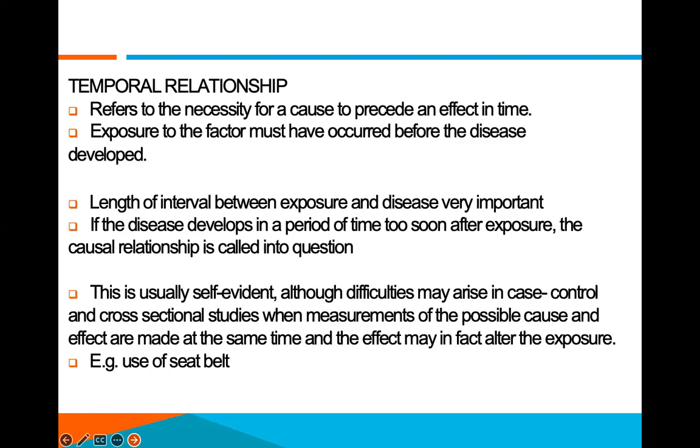Now, if the disease develops in a period of time too soon after the exposure, then the causal relationship is called into question. I think I mentioned that. Now, this is usually self-evident, although it's difficult, it could arise in the case control. Especially for case control, I can decide that I am exposing a given cohort of people to some amount of COVID-19 vaccine or some amount of COVID-19 virus, and I'm expecting to see their body temperature change within 15 days. It is possible, but it also depends on the case you are looking at. And this can become a scenario where you are looking at cross-sectional studies with measurement of a possible cause and effect made at the same time. And in fact, that may alter the exposure, also occurring within a very short time.